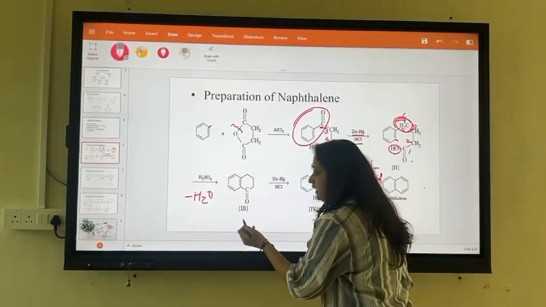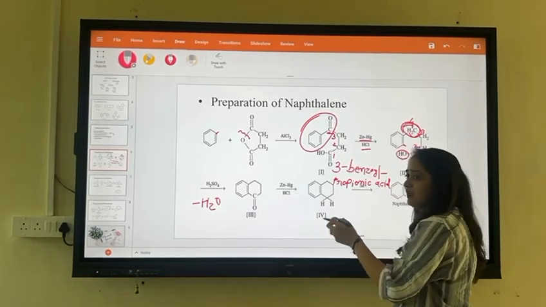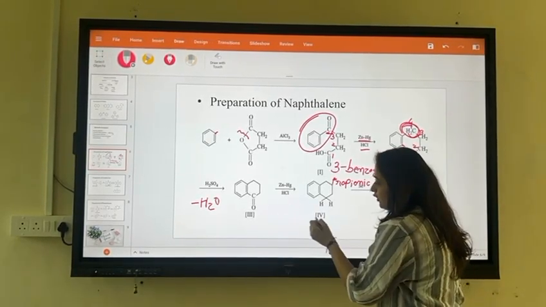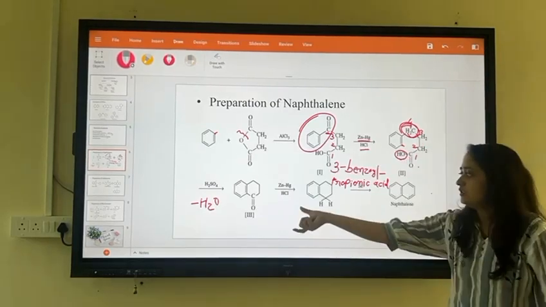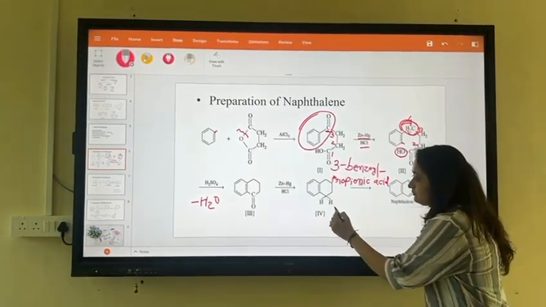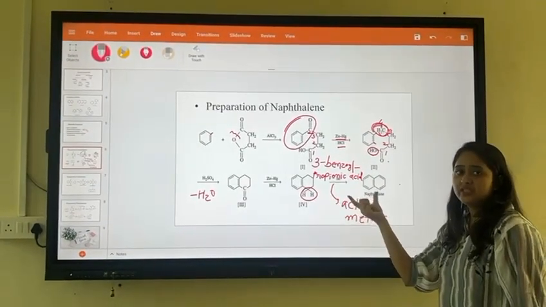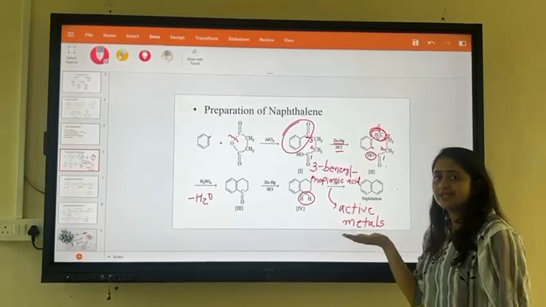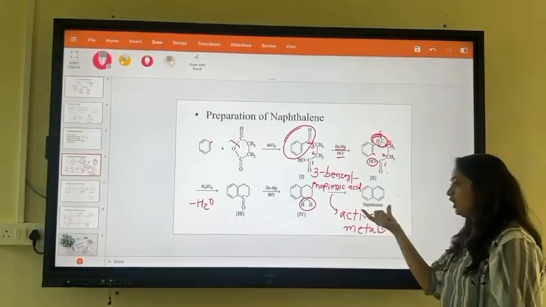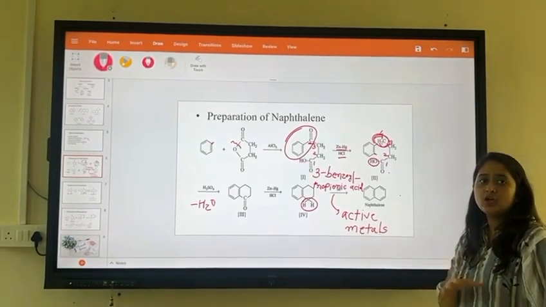Now the tetralone undergoes Clemmensen reduction in the presence of zinc amalgam and hydrochloric acid to form tetralin. Here the ketone moiety is reduced to CH2. The formed tetralin undergoes the aromatization reaction in the presence of active metals like selenium, carbon and platinum to form the aromatic naphthalene, which is the primary member of the polynuclear aromatic hydrocarbons.